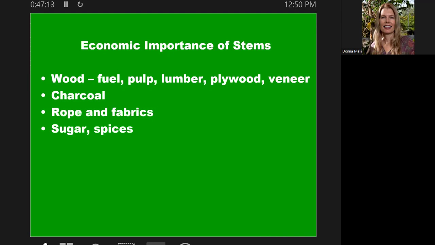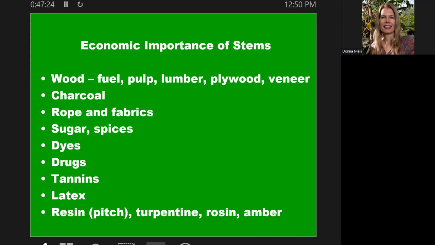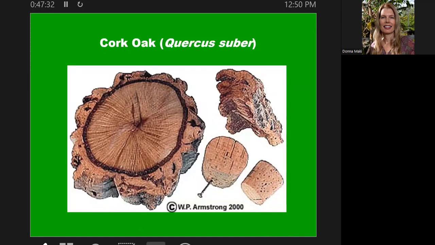So I don't know if that's still on the bag or not, but anyways, ropes, we can get ropes and fabrics out of stem tissue. If you think about linen, for example. Sugars and spices, dyes, drugs, tannins, latex, resins. So lots and lots of uses, more so than just lumber. So make sure that you do look at that idea. Oh, and cork.